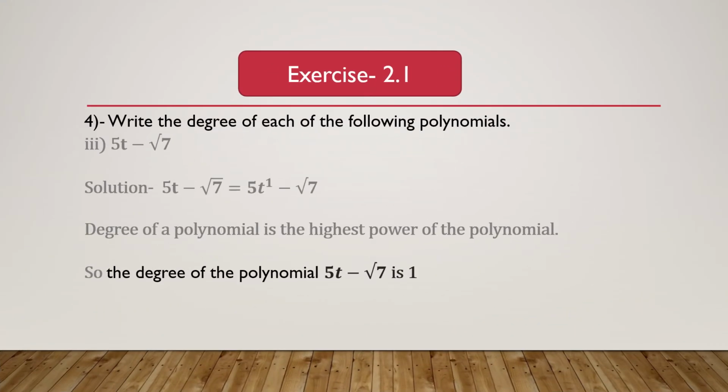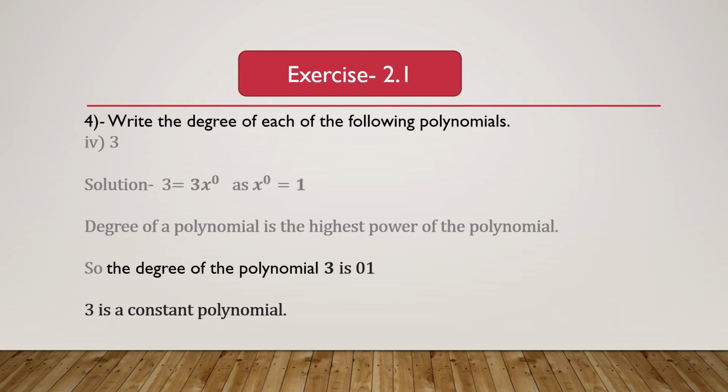Now we will solve the third bit. The third bit is 5t minus root 7. 5t is t to the power 1. Here the degree, that is the highest power of this polynomial, is 1, t to the power 1. So the degree of this polynomial 5t minus root 7 is 1.